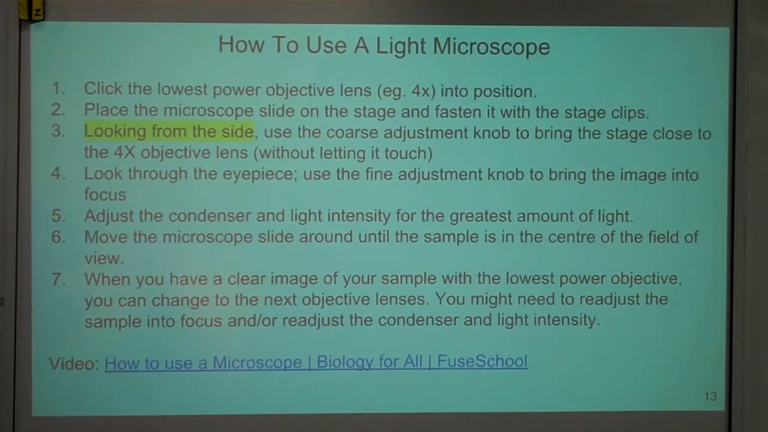The key thing is carrying it carefully. When you use your coarse adjustment knob, look from the side and turn it until the stage is just below the lens, and then you use the fine adjustment knob and make those fine adjustments.